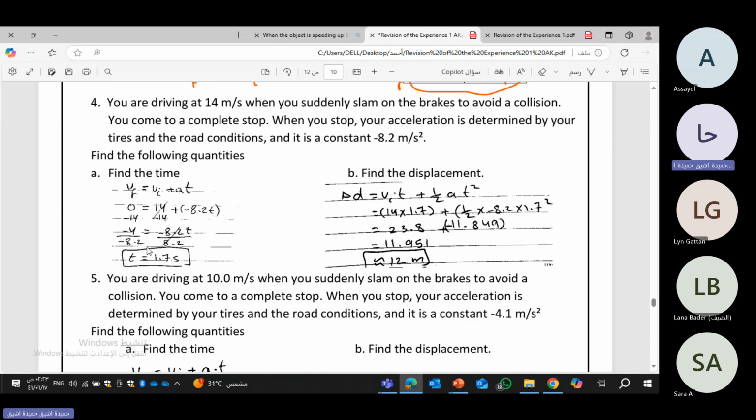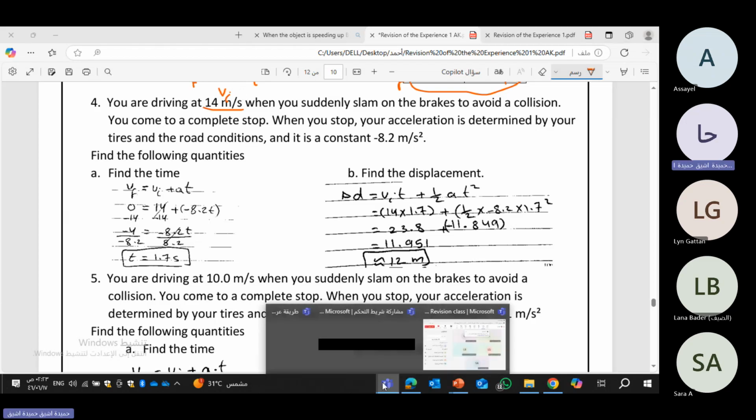Girls, this one is actually a very important question also, questions 4 and 5. Both of them the same idea. So let's read. You are driving with 40 meters per second. This is V, what? Initial or final? You are driving. Start point, yeah? Are you with me?